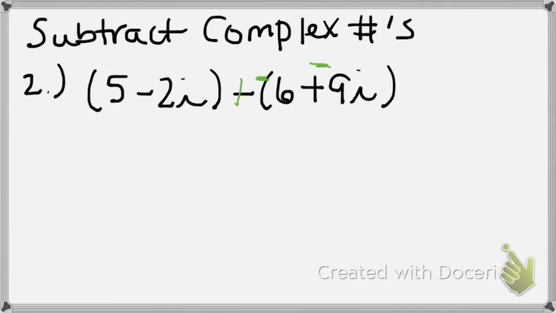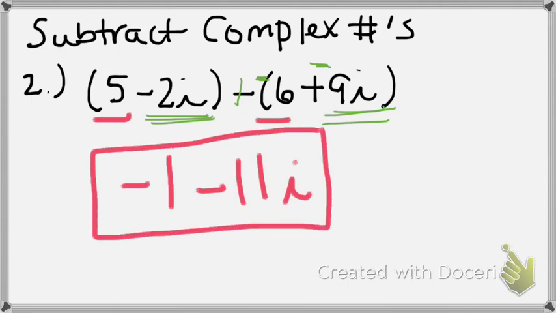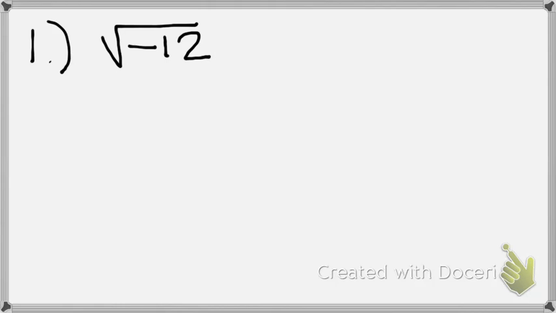So now it's the same as it was before. Find the real parts. Add them together. What do we get? -1. Then, find your imaginary parts. 11i. Real part first, imaginary part next. Guess what? That's the answer. No way. All right, so we can't have this negative under the square root.